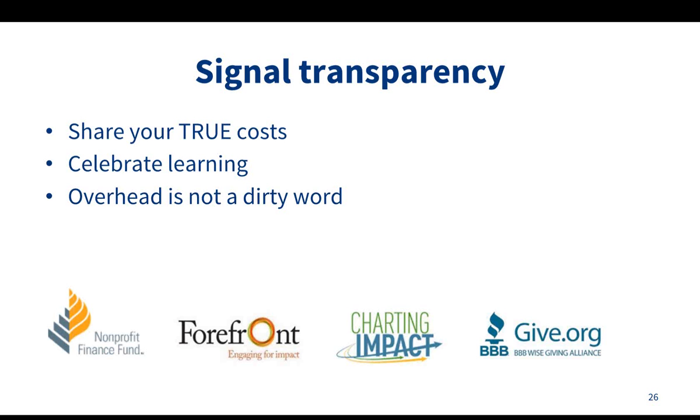And then, of course, BBB Wise Giving Alliance has a really great set of standards that you can go through and answer those questions. I believe that you have to pay to be certified, but you can also just use those questions as a jumping off space for how you might want to frame some language on your own websites.